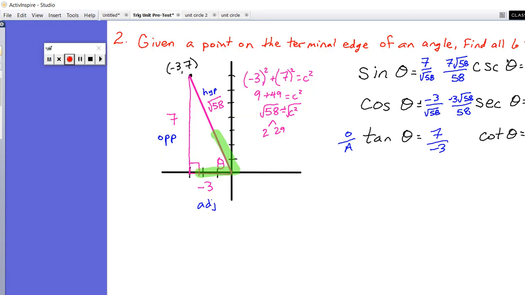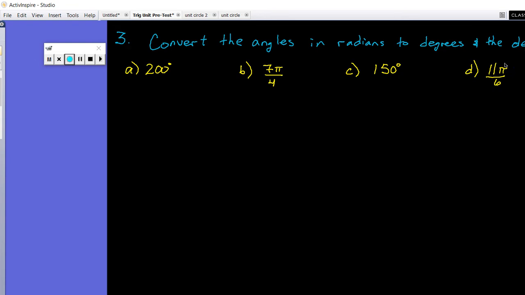And that's my answer. That's all you have to do on that. So that's my answer for sine, my answer for cosine, tangent, cotangent, secant, and cosecant. Number 3, convert the angles in radians to degrees and the degrees to radians.